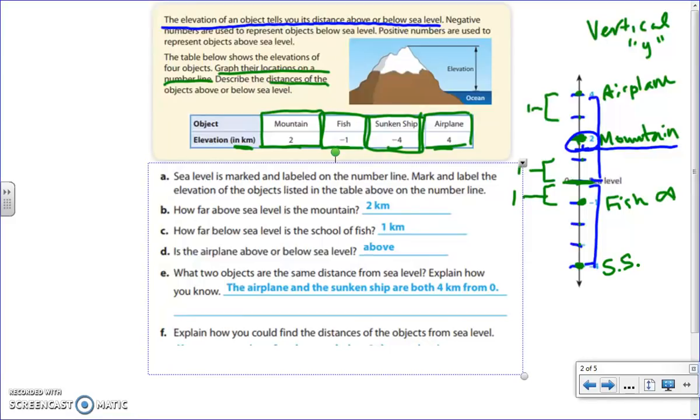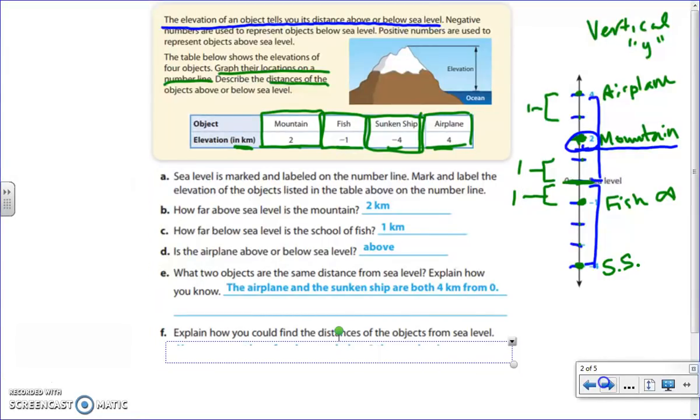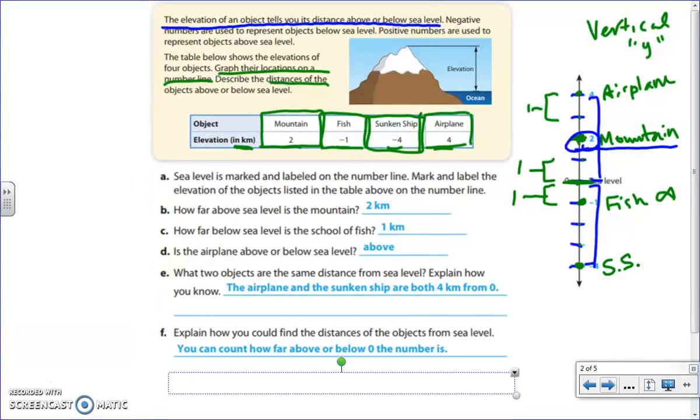It says, explain how you could find the distances of the objects from sea level. Well, you can just count from zero, or it looks like the book says you can count how far above or below zero the number is. So, of course, if it's labeled with a 4, whether it's positive or negative, then we know it is 4 away from zero. If it's labeled with a 2, it is 2 away from zero. If it's labeled with a 1, positive or negative, its distance is 1 away from zero.